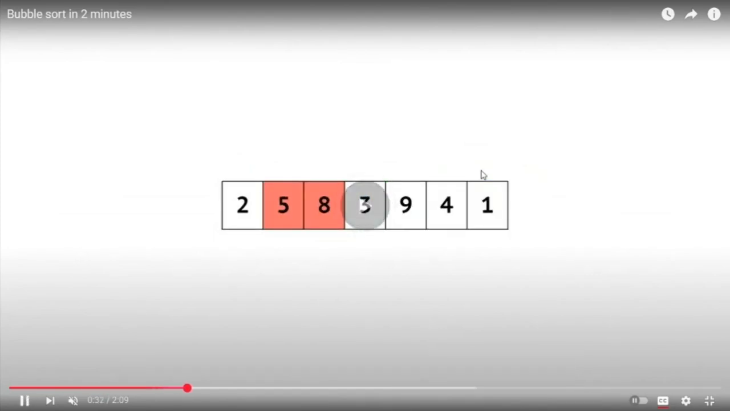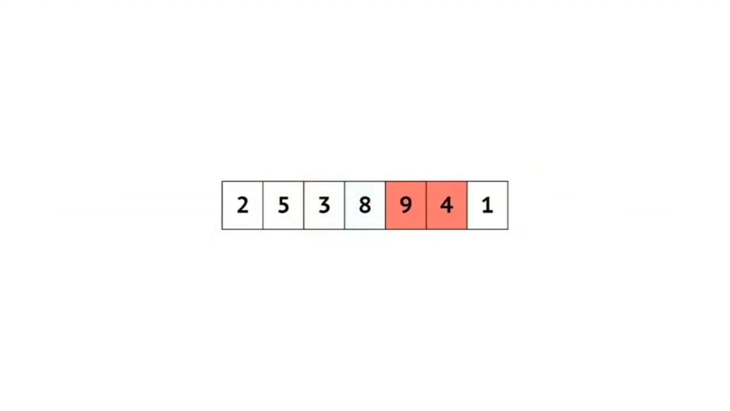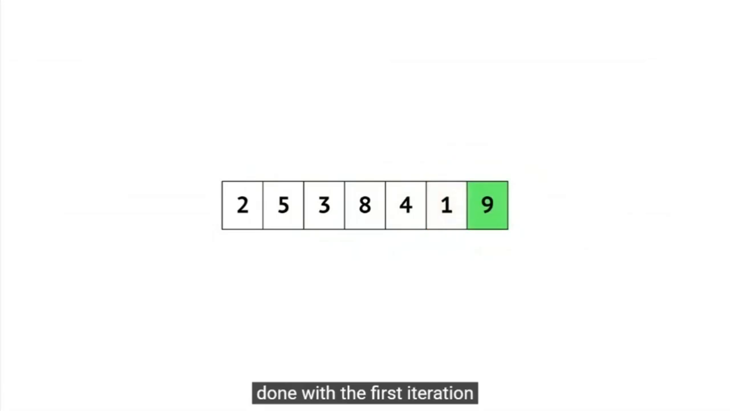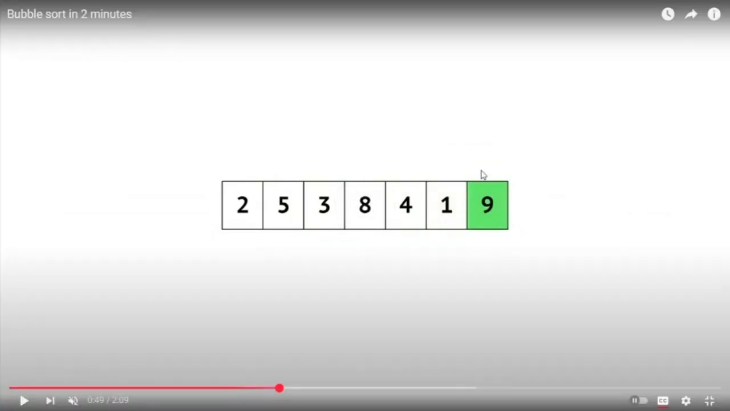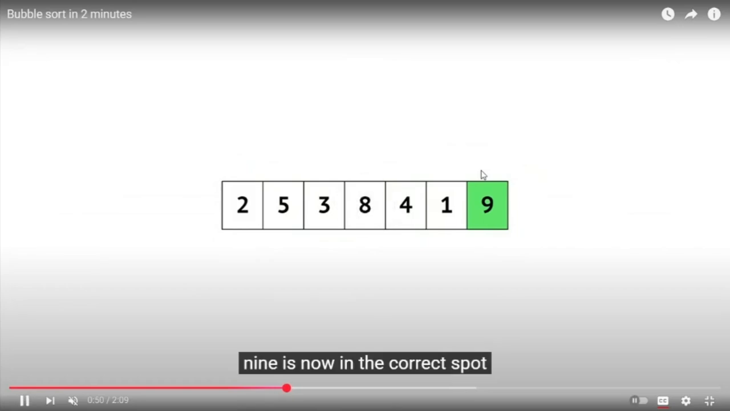So 5 and 8, then 8 and 3, 8 and 9 are fine, 9 and 4, and then 9 and 1. So now this is in its correct position. अब अगली दफा आपको rightmost element देखने की जरूरत नहीं है.